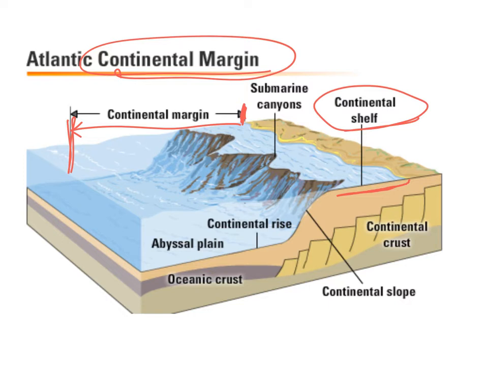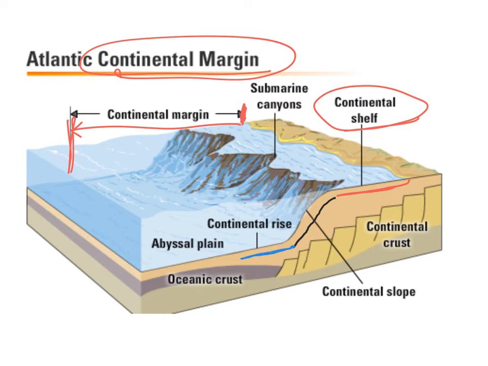Now, the continental shelf gives way to what we call the continental slope. And this is going to be where we have a steep downward progression of the ocean floor. And that's going to take us down to about the abyssal plain. Before we get there, however, we do have this continental rise, which is going to be a gradual sloping again.